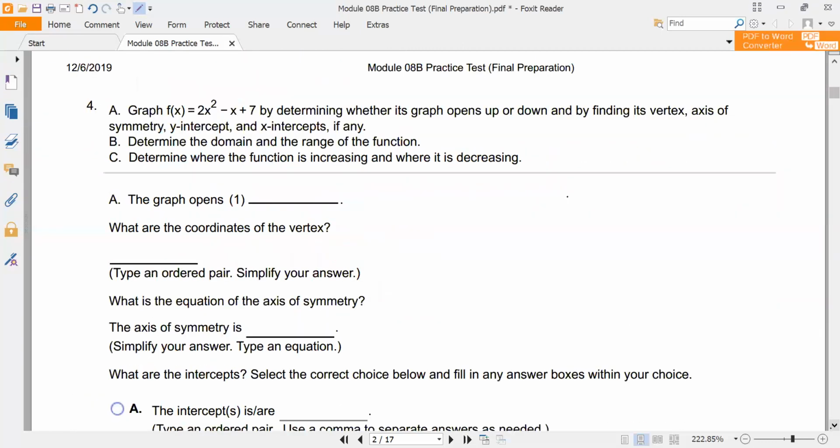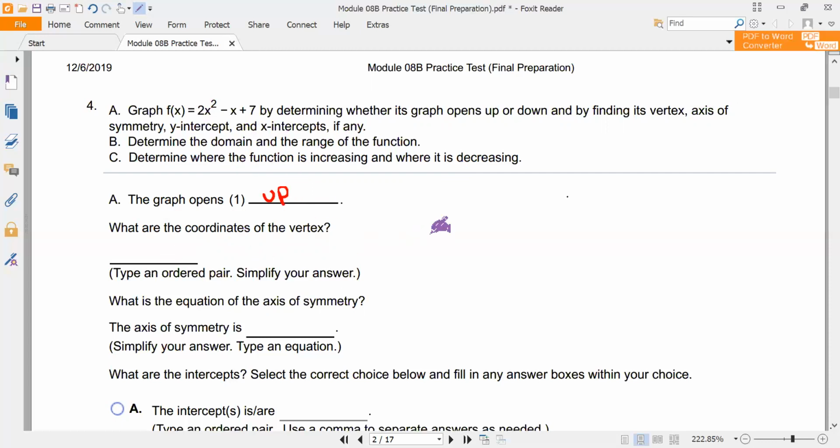Moving on to number 4. This is graphing a quadratic by talking about whether it opens up or down, finding its vertex, axis of symmetry, and any intercepts. And then determine the domain and range of the function and where it's increasing and where it's decreasing. So if your leading coefficient is positive, then your graph is going to open up.